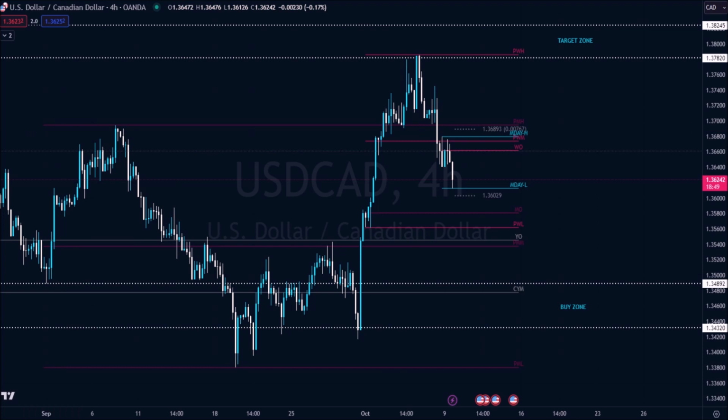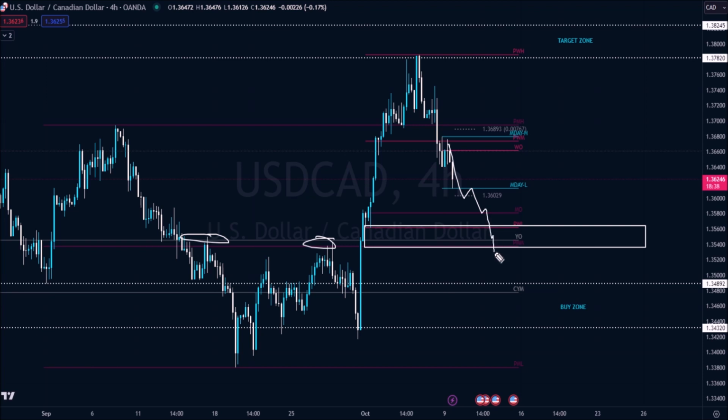Overall, keeping it simple, we have previous weekly low here, yearly open, monthly midpoint in this area. We also have resistance here, resistance here. This is the first area I'm starting to look for buying opportunities in dollar CAD.